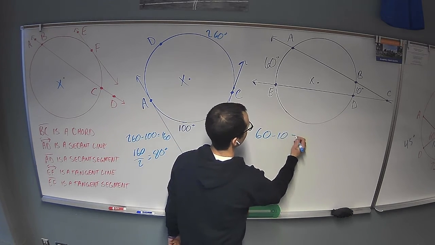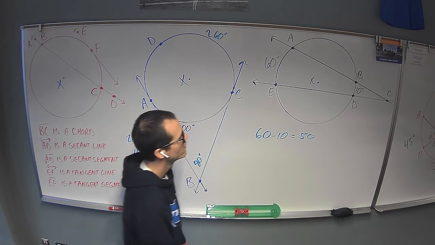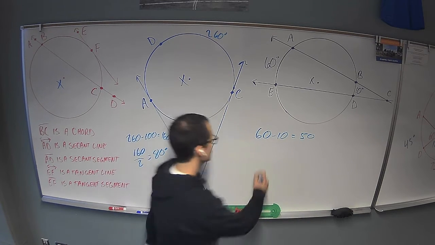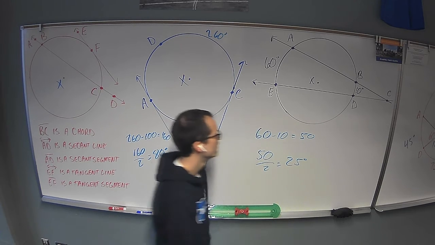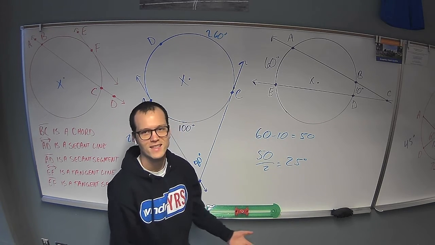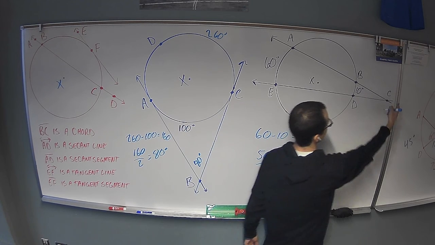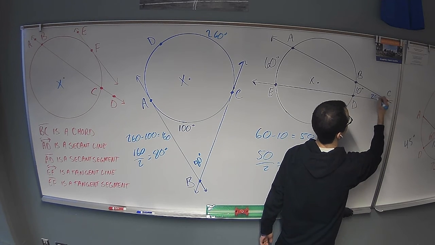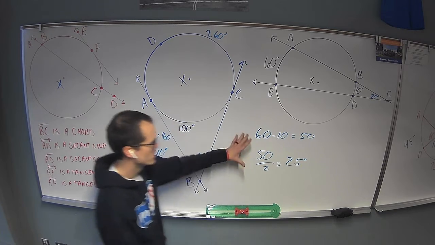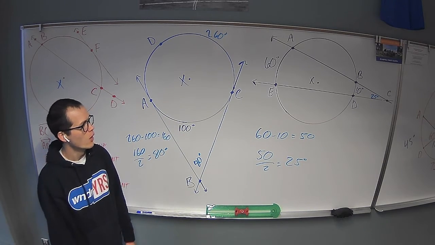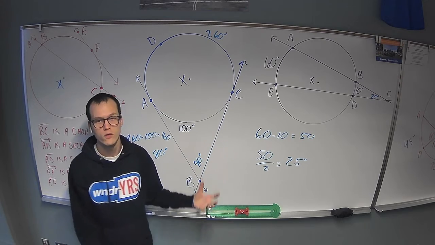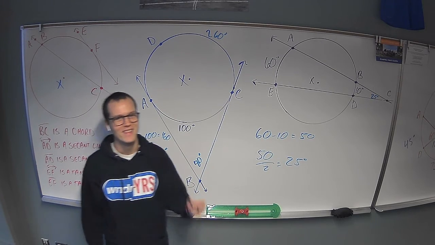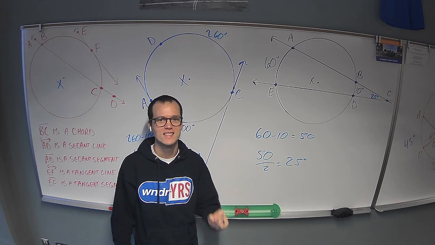So let's walk through it. 60 minus 10, that's 50. We're going to take that 50, chop it in half, and we get 25. That's it. End of story. The measure of angle BCD is 25 degrees because of what we just discussed. Okay, more details are spelled out in the notes, but this is how to solve these types of problems. Angles formed by tangent lines and secant lines.